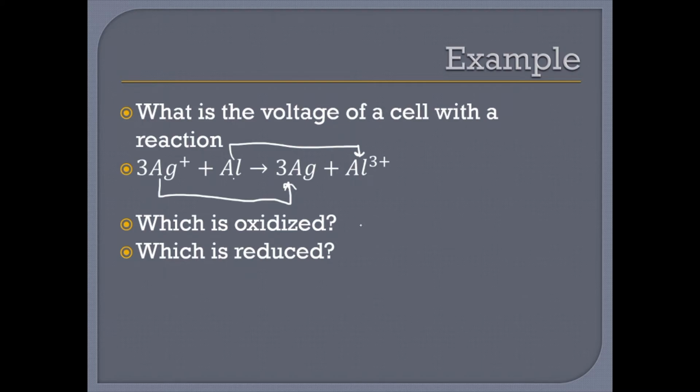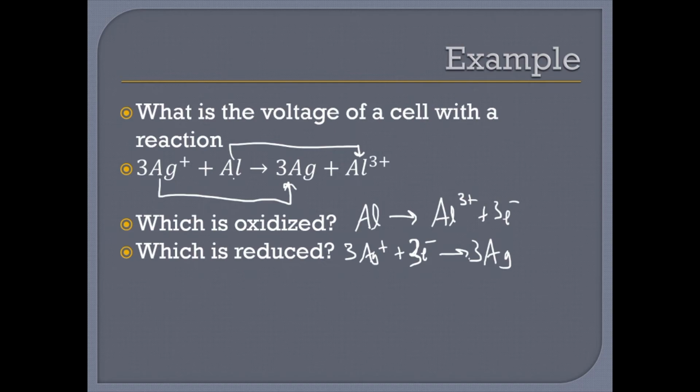So the oxidation reaction will be the aluminum going to aluminum ions plus electrons. And then the thing being reduced is the silver. It's gaining electrons and going to solid silver like so.